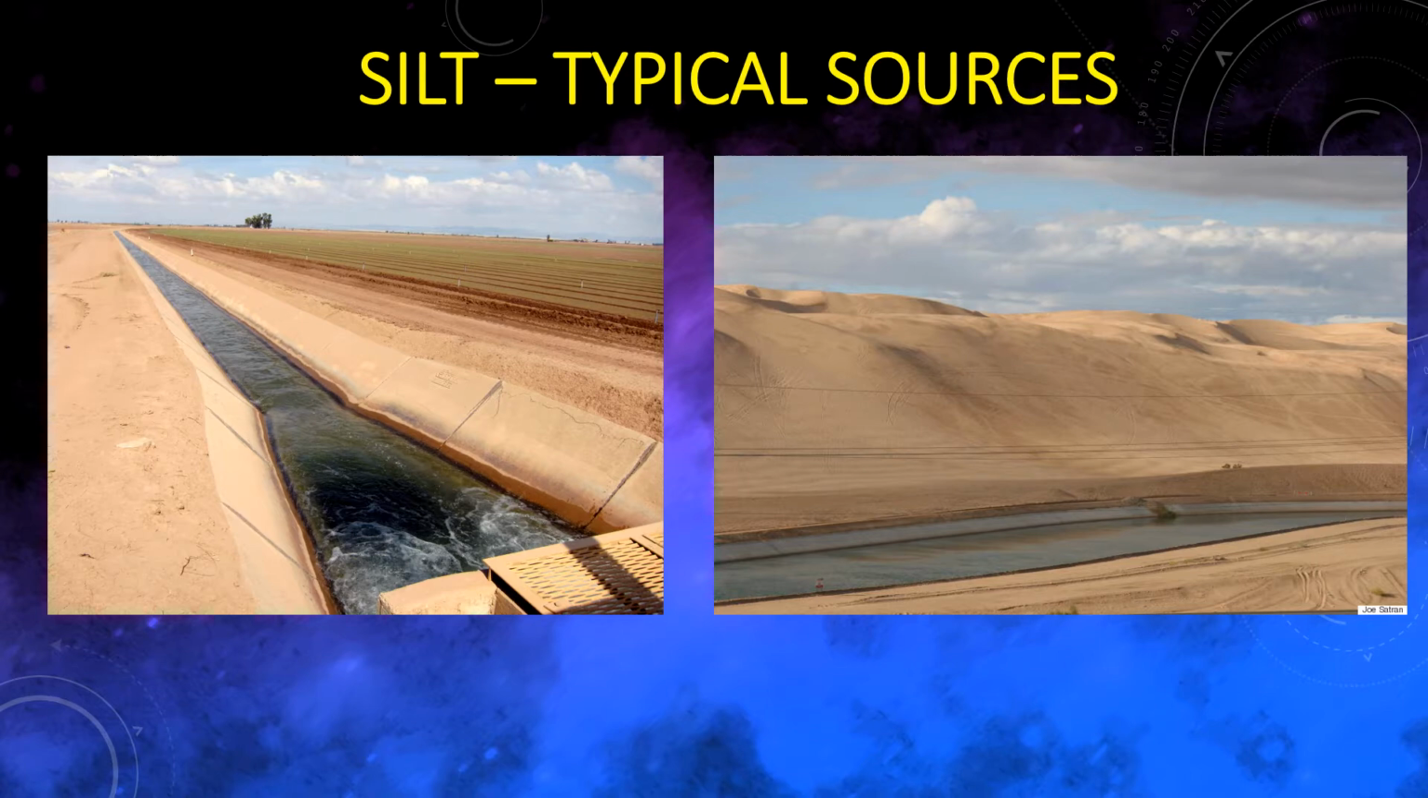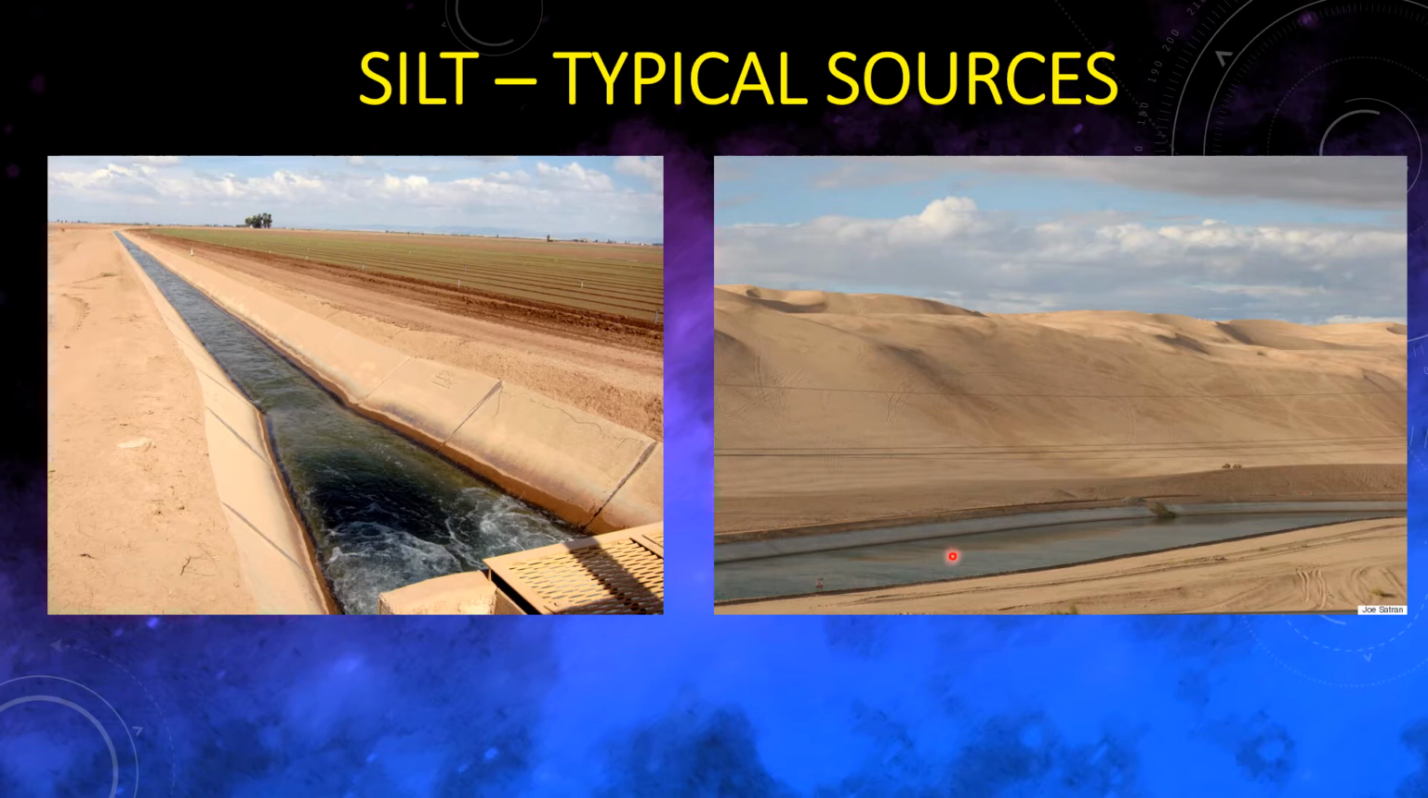This is a couple pictures of the irrigation canals down in the Imperial Irrigation District. This is the main canal coming from the Colorado River. This is the sand dunes in Glamis, and you can expect during thunderstorms and other high wind events to see solids move into this canal.